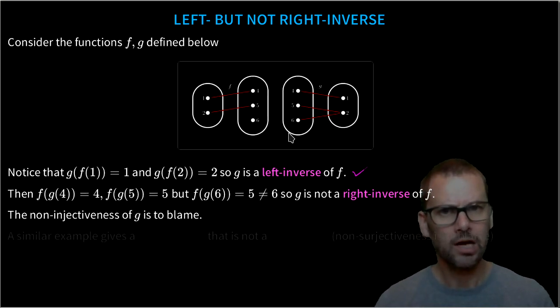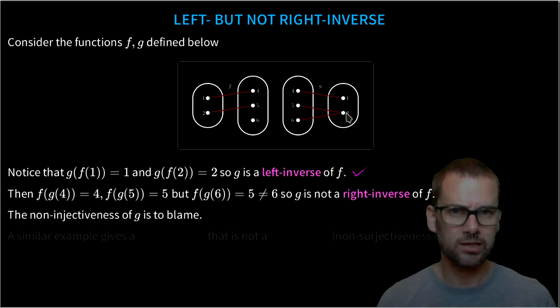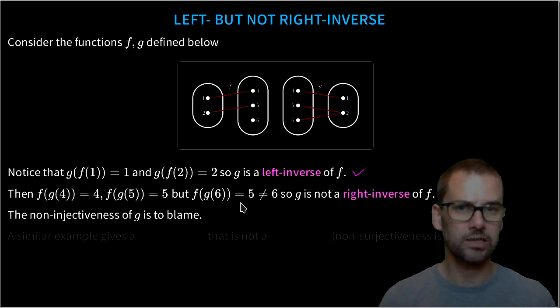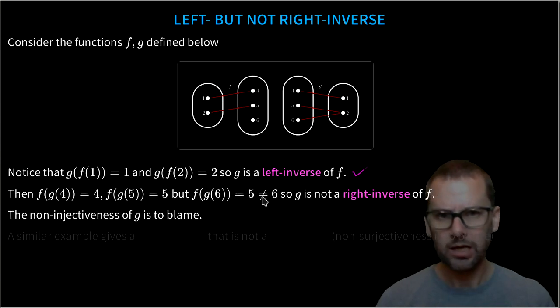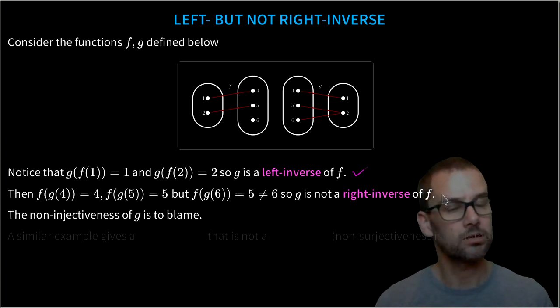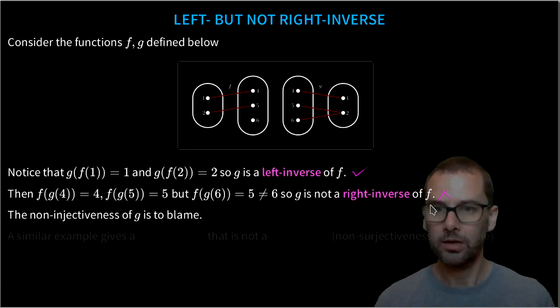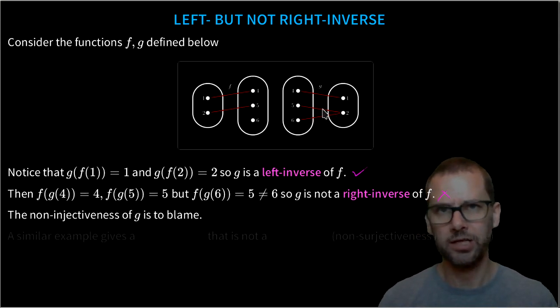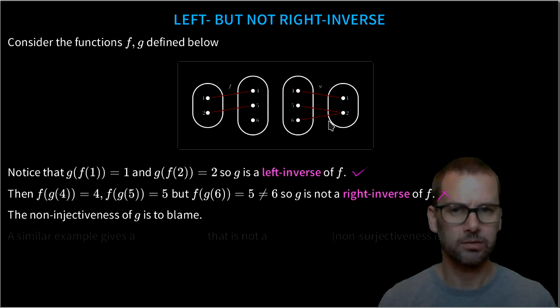So far so good. But if I take 6, then g maps 6 to 2 and then f maps 2 to 5. So f of g of 6 is 5, which is not 6. And so f of g is not the identity on that set, so g is not a right inverse. Okay? And here, what's actually causing us problems is the fact that g isn't injective. It's the non-injectiveness of g which is to blame.